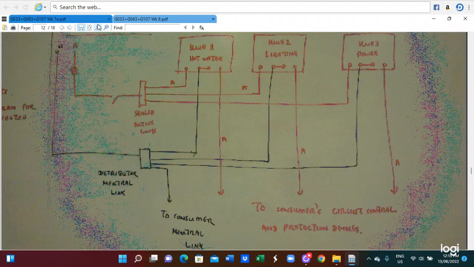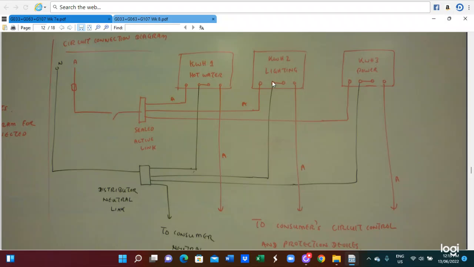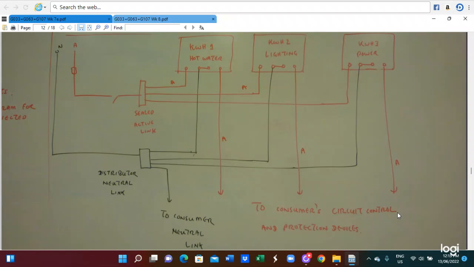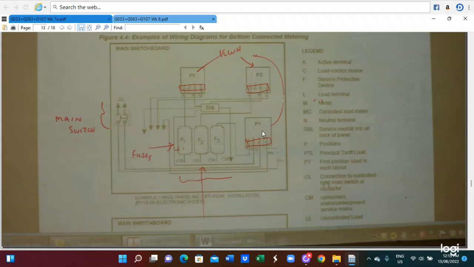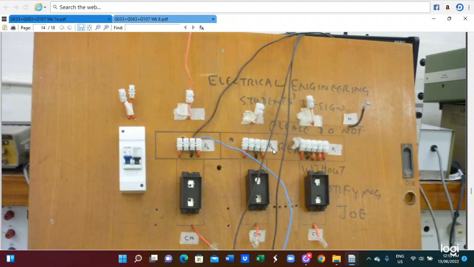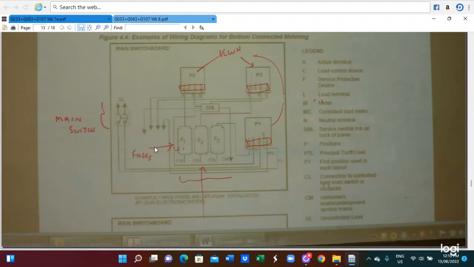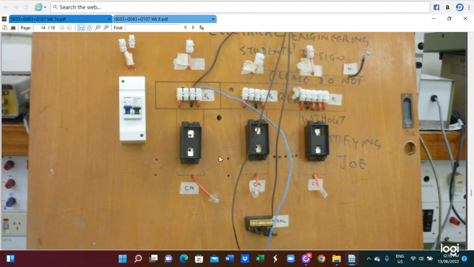This is the typical meter connection: meter 1, meter 2, meter 3. This is hot water, lighting, and power. The distributor neutral is connected to the consumer's neutral link. Here we connect to the consumer's switchboard, which controls our protection devices. This is the meter arrangement diagram. This is a typical fuse and metering arrangement diagram in the New South Wales service rules. This is the circuit connection diagram, and this is the physical connection diagram. Those are the fuses, those are the RCDs, and those are the earth and neutral links.